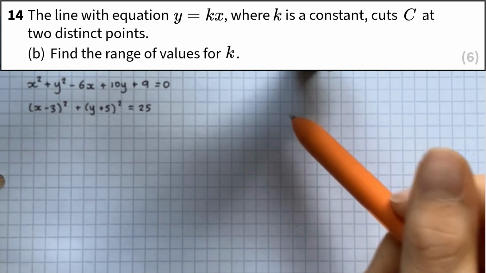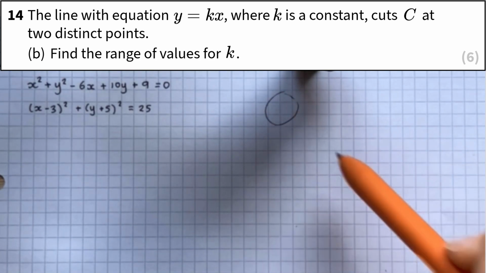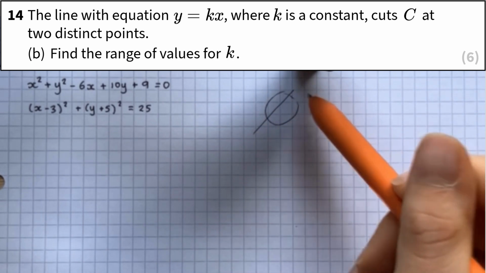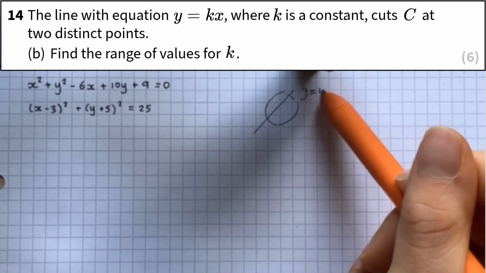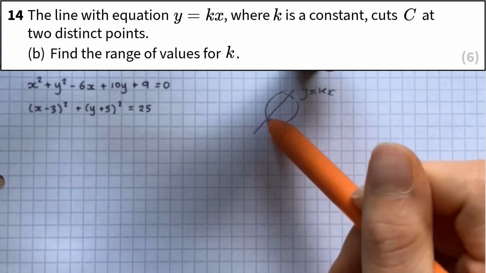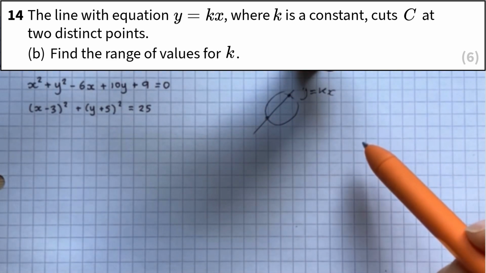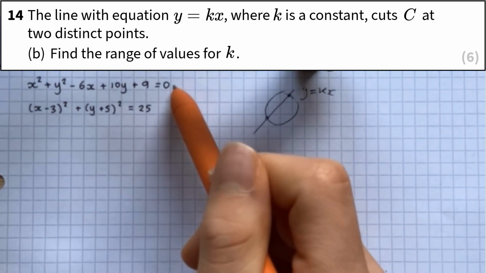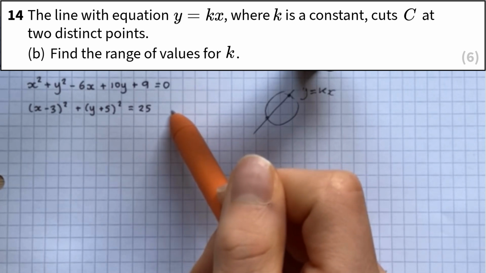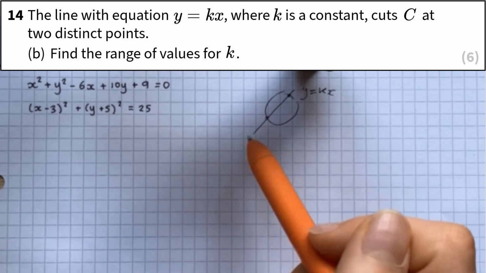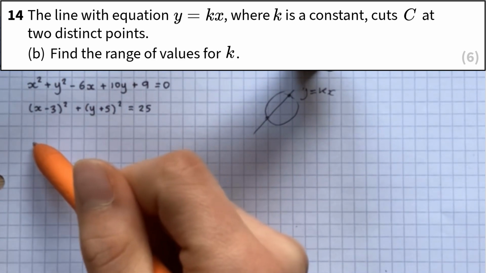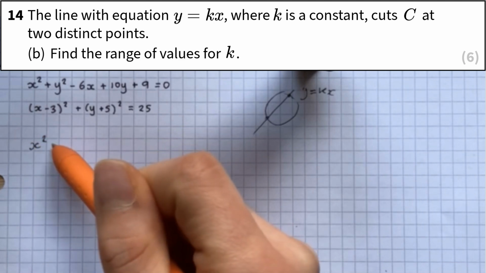Now for part B, which is a bit more fun. The circle is cut by a line y equals kx at 2 distinct points, here and here. And we need to find the range of values for k. There's 2 ways to do this, and we can use either the original equation for the circle or the factorized one from part A. I'm going to use the top form.